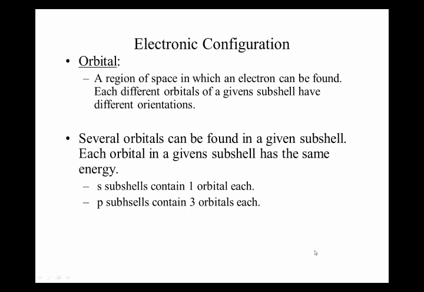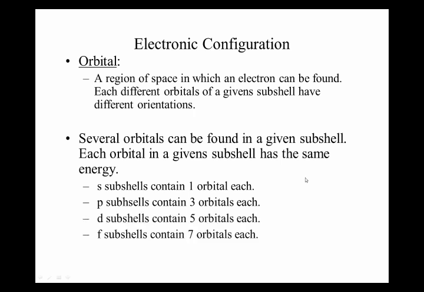1p doesn't exist. It's important to remember. P doesn't show up until the second shell, D doesn't show up until the third shell, and F doesn't show up until the fourth shell. Now, these just go up by 2, so it's just counting odd numbers. S has 1 orbital, P has 3 orbitals, D has 5 orbitals, and F has 7 orbitals. And finally, kind of getting to the final point here, each orbital can hold 2 electrons.